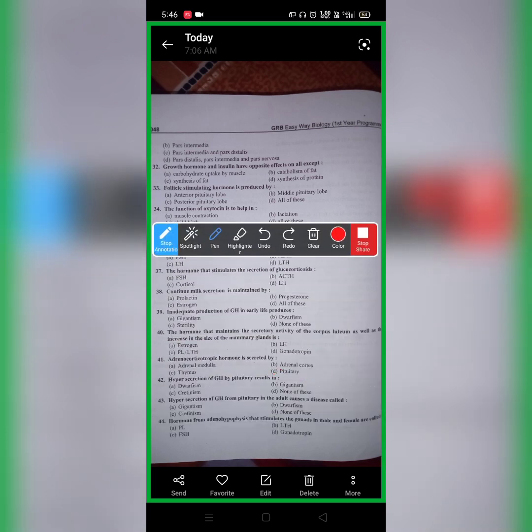The hypersecretion of GH, that is growth hormone, from the pituitary gland results in dwarfism, gigantism, cretinism, or none of these. The answer will be gigantism in the case of a child, that is in early life or childhood. In the case of an adult, we call it acromegaly. Here they have not mentioned acromegaly, so the answer to this question will be none of these.